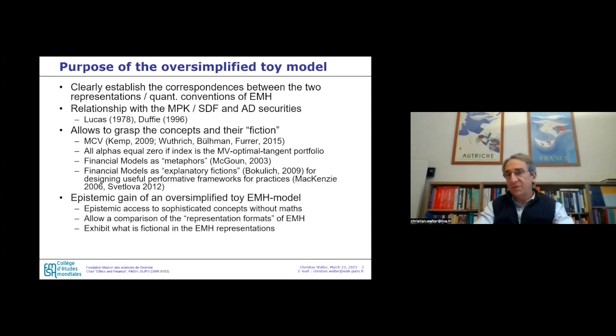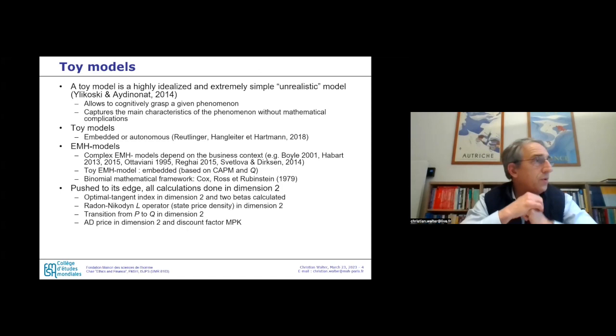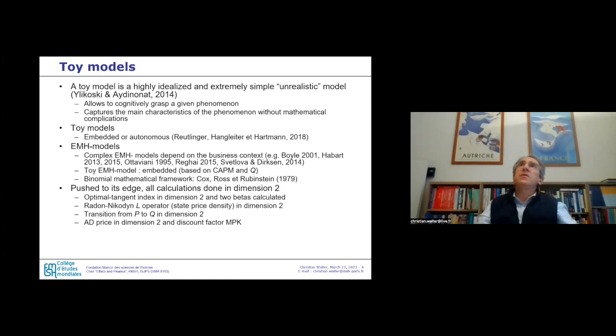Okay. What is a toy model? A toy model, in a very simple definition, is a highly idealized and extremely simple unrealistic model. And the key word is unrealistic. Because a toy model is unrealistic, it allows the cognitive grasp of a given complex phenomenon. Because of this unrealistic property, the toy model is able to capture the main characteristics of a phenomenon without mathematical complications, without mathematical mists. So this is a toy model.